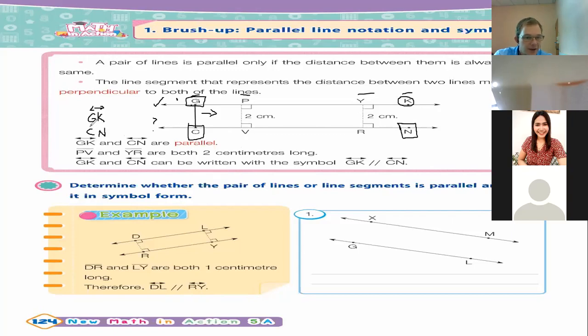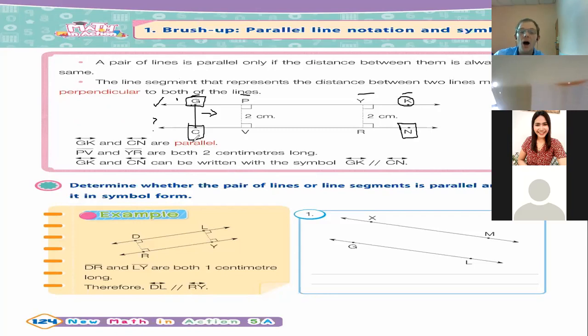But if you want to give this one a name, we have to draw a line with 2 arrows to show it is a line. So now we have the 2 names. I'm going to erase mine because we already have them here. So now we have the 2 names of our 2 lines, GK and CN.